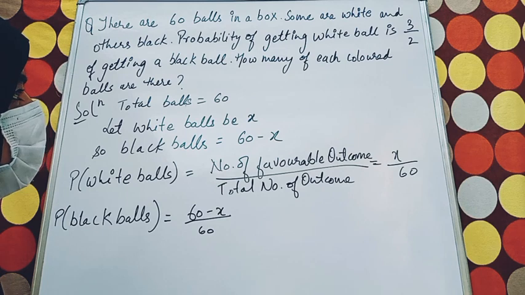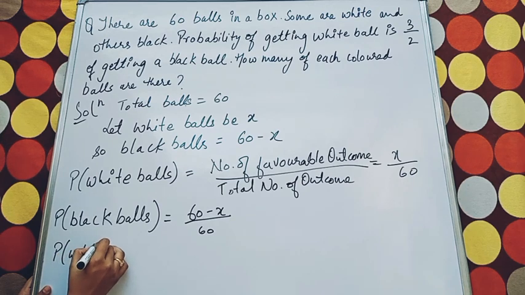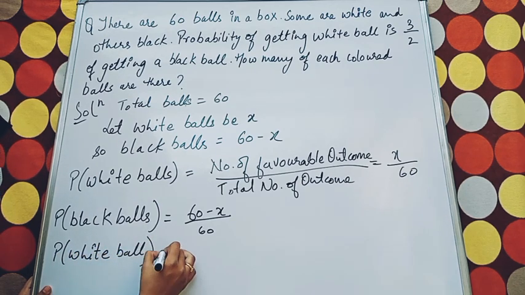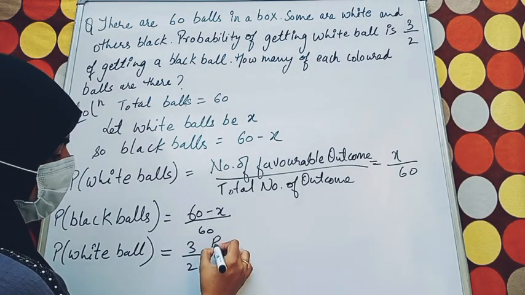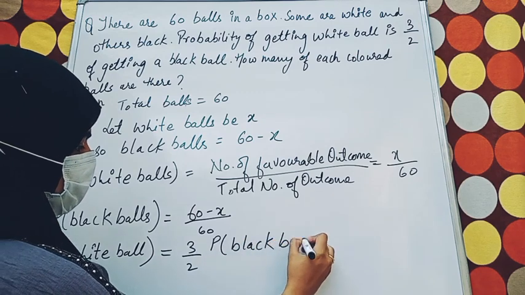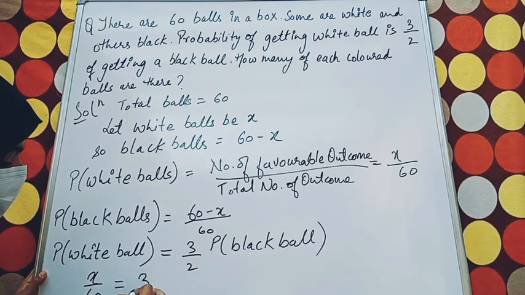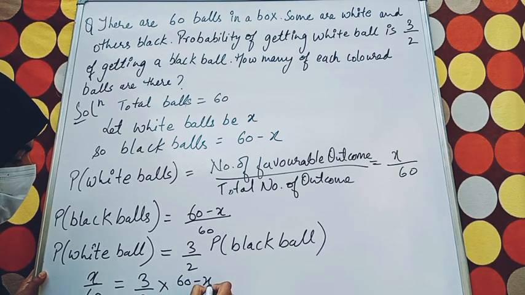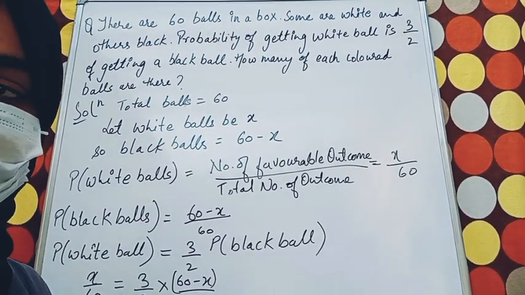Now we need to look at the question. What it says: probability of getting a white ball is 3 upon 2 of the probability of a black ball. Let's put the values over here. So what is the probability of a white ball? x upon 60, and this is 3 upon 2 into 60 minus x upon 60.